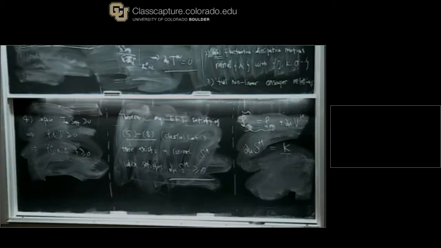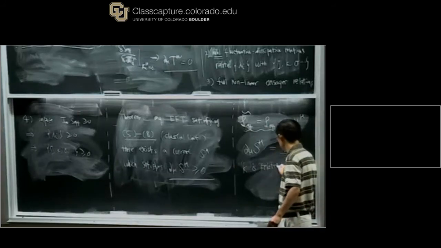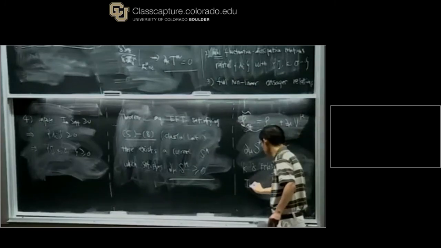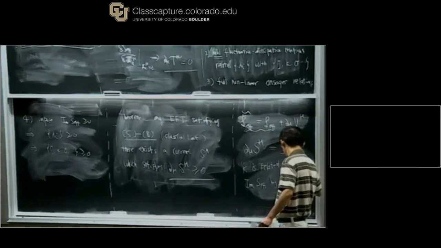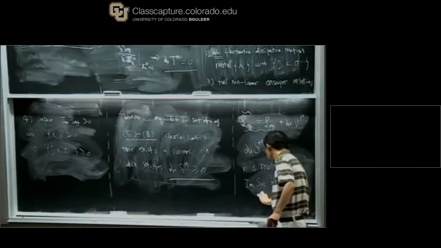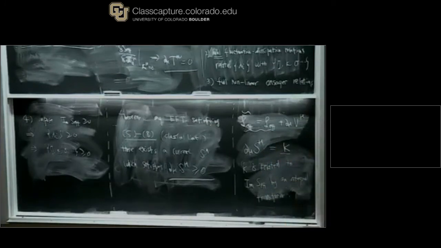Now this K can be shown to be related to the imaginary part of S effective by an integral transform, and this integral transform is actually positive definite. Since the imaginary part of S is greater than 0, this tells you K should be greater than 0.